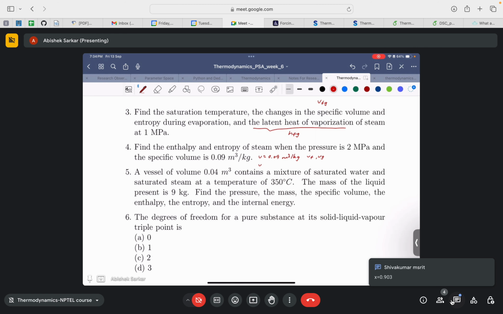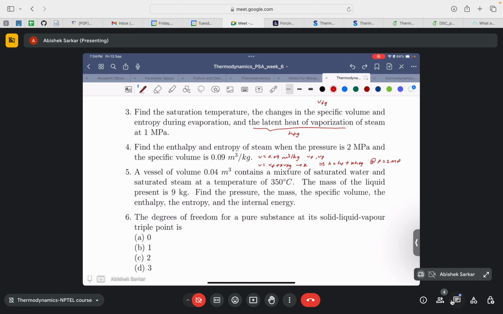So you can use this one to find the value of x, and once you know x, you can easily find the value of h as well. h will basically be h is equal to hf plus x hfg, where all these enthalpy properties are found at P equal to 2 megapascal. So can you please do that?